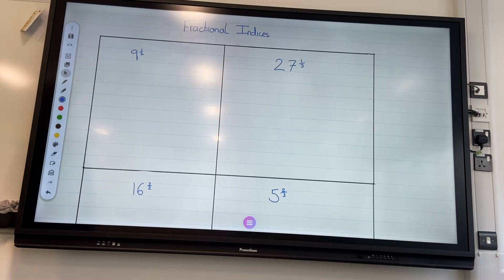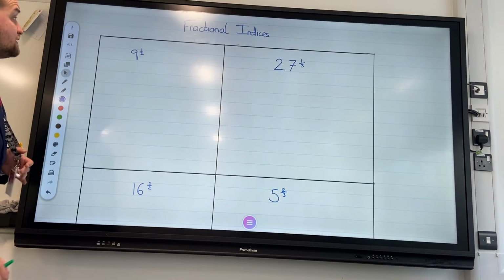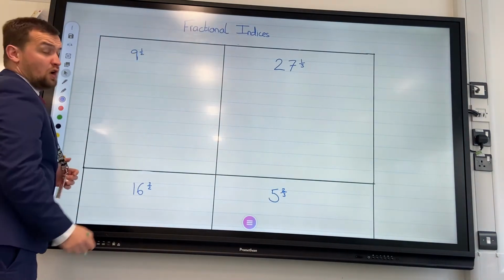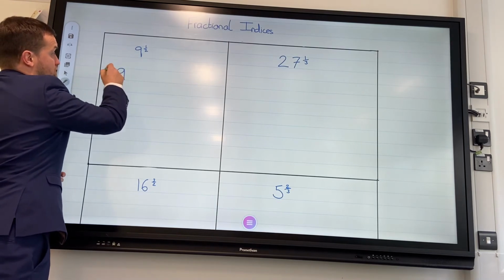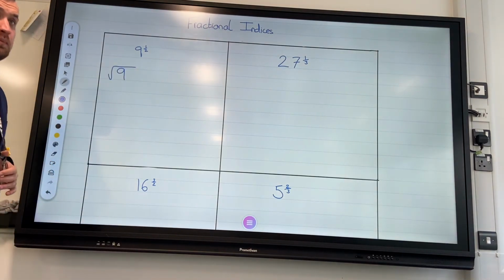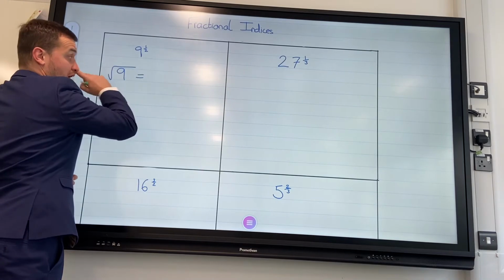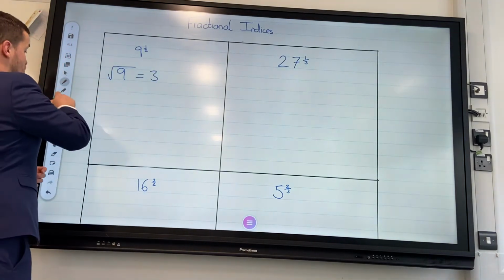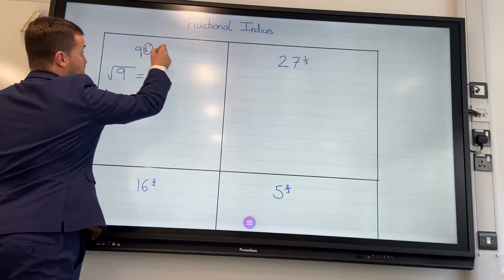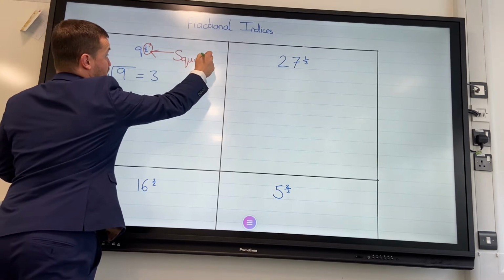So what you've got here is 9 to the power of a half. Now, if you get a 2 on the bottom of the fraction, on the denominator, you are square rooting. You should know that the square root of 9 is 3, because 3 times 3 is 9. So as we said, 2 on the bottom, square root. Key point to know.